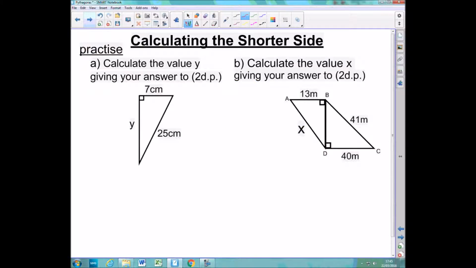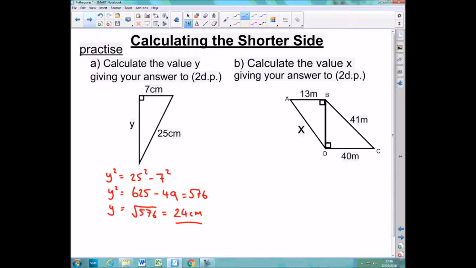Okay, so this first one, I have got y squared equals 25 squared minus 7 squared. So y squared, tidy up this right-hand side, I get 625 minus 49, which equals 576. So y must equal the square root of 576, which equals exactly 24 centimeters.